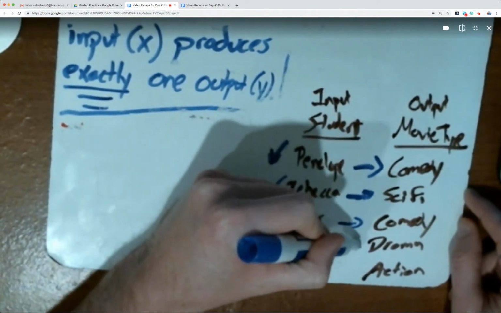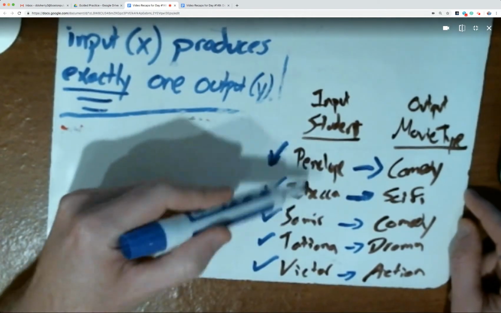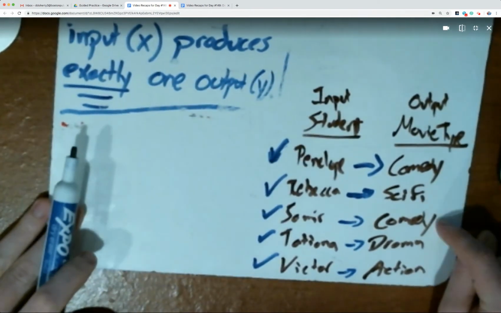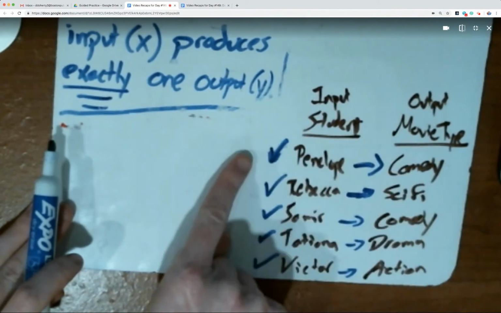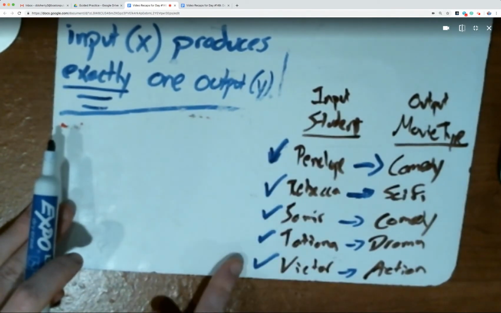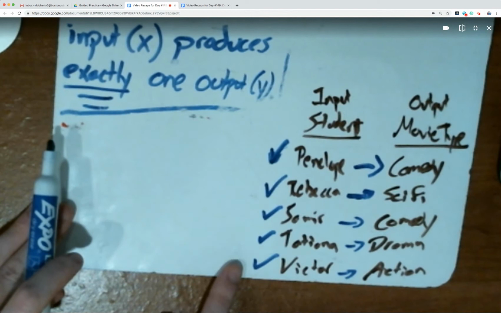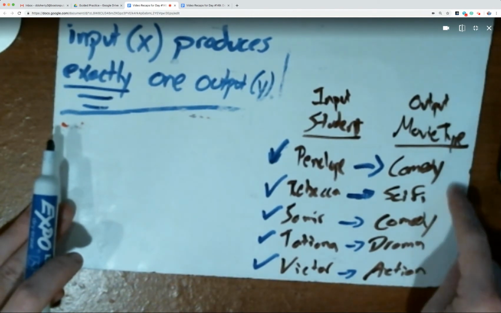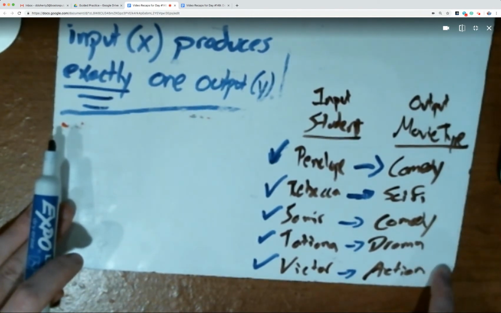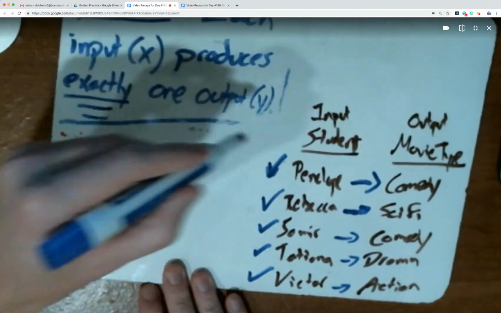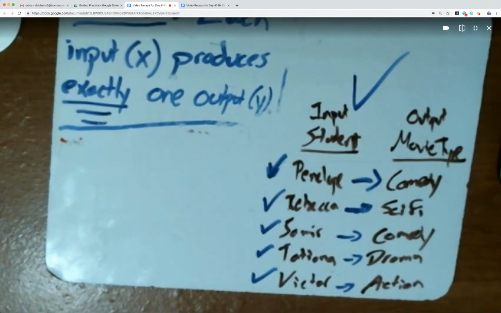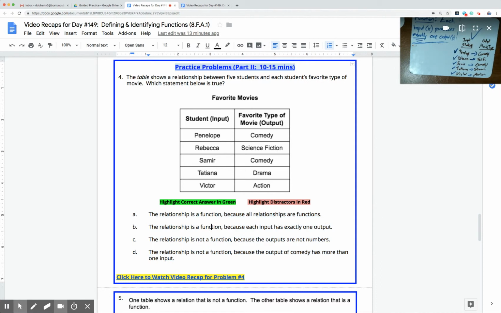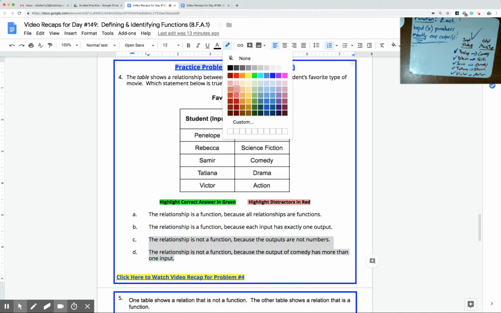So even though 2 people, Samir and Penelope, have the same output, it still meets the definition of a function, because if we give you the input, P, R, S, T, or V, whichever one of these 5 students we give you, you're going to know exactly what the output is. So it is a function. It totally meets the definition of a function. Every input appears only once. So that tells us that C and D are going to be distractors for this problem.